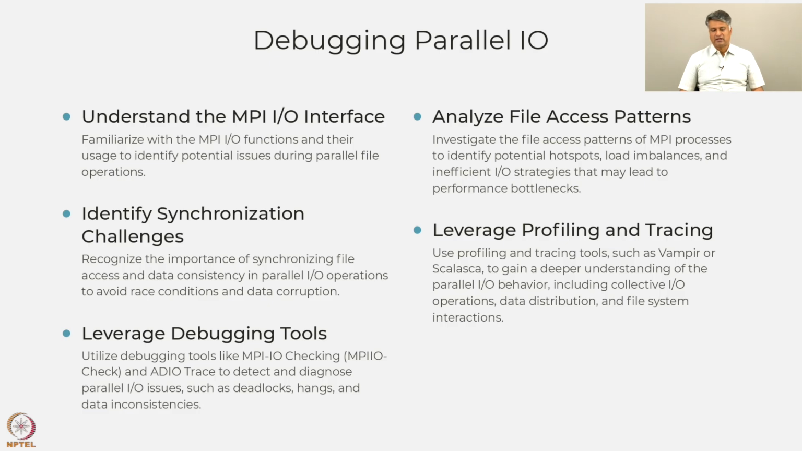Usually, these files are mounted over network attached storage, so all MPI ranks typically have access to these files, and then I/O becomes a challenge. We can utilize debugging tools like MPI I/O and I/O trace to detect and diagnose parallel I/O issues such as deadlocks, hangs, and data inconsistencies. We also should investigate the file access patterns of MPI processes to identify potential hotspots, load imbalances, and inefficient I/O strategies that may lead to performance bottlenecks.